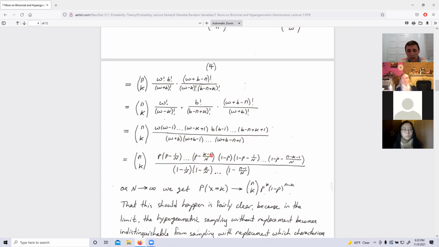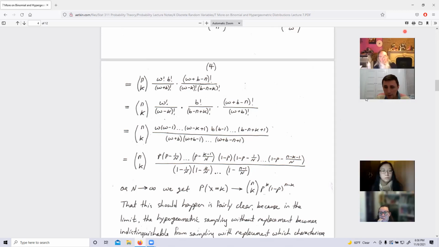We have from 0 up to k minus 1 p's. So we have altogether p to the power of k here. And then how many 1 minus p? For b here, we would have 1 minus p, because b over w plus b is 1 minus p. So we have this from 0 to n minus k plus 1, so altogether n minus k 1 minus p's. So you get this expression. And that's exactly the binomial, which of course you could expect without doing the calculation.